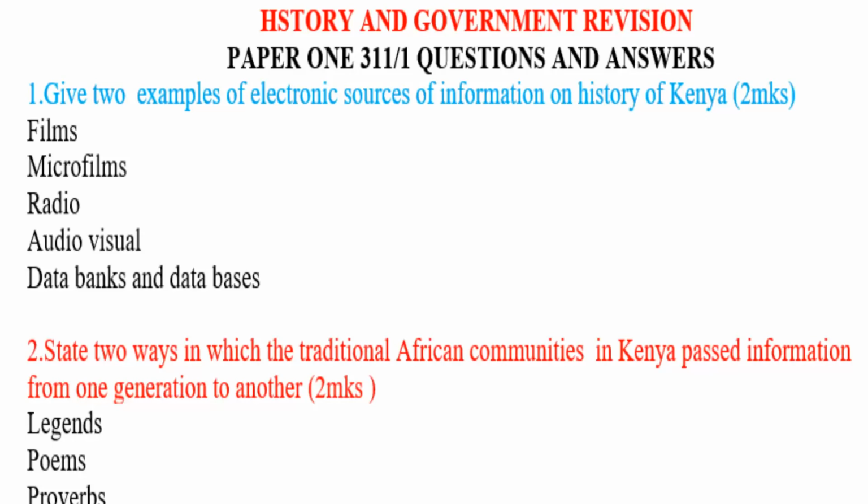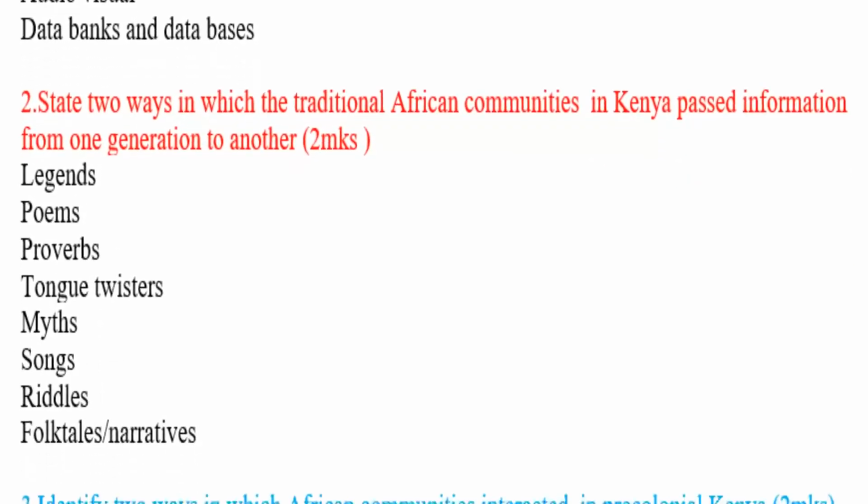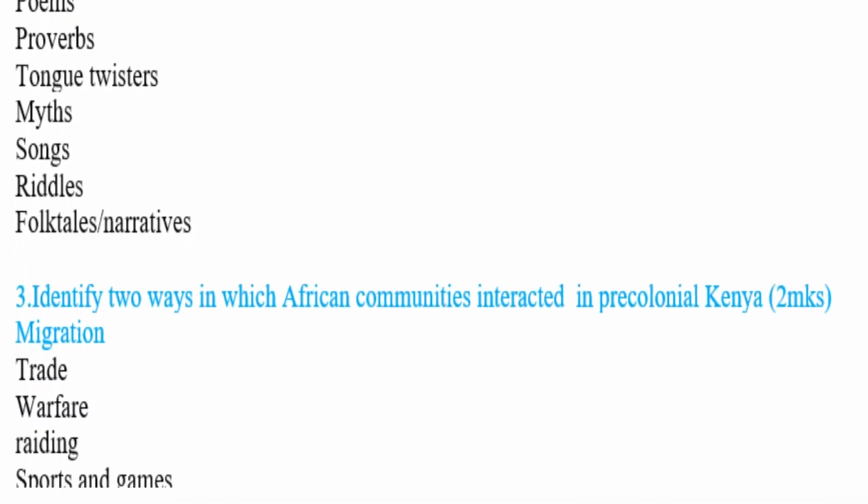Question number 2, state 2 ways in which the traditional African communities in Kenya passed information from one generation to another. In other words, they are asking you to write examples of oral tradition. That is one of the sources of history and government. Here they have framed the question in another way. The question is the same, but the framing is different. Number 1, legends. Number 2, poems. Number 3, proverbs.